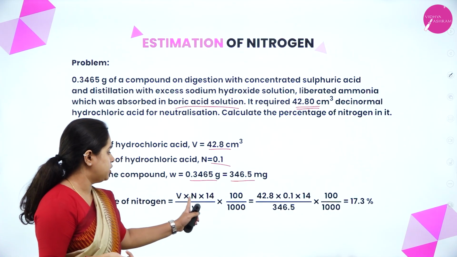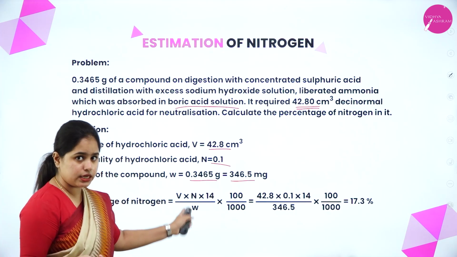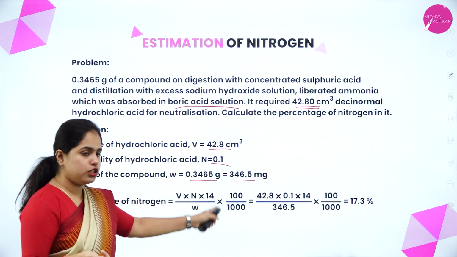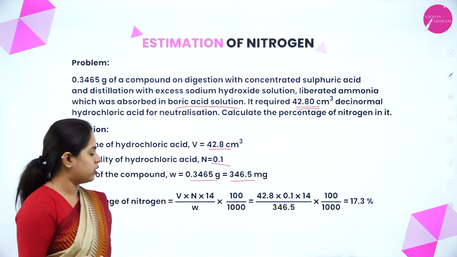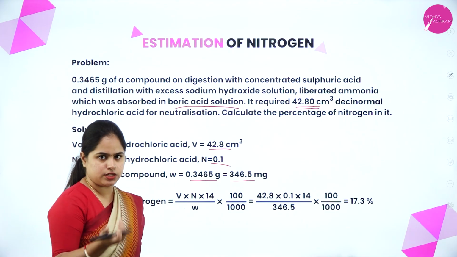Volume of the acid into normality of the acid into 14 divided by mass of the organic compound into 100 by 1000. That is the equation, right?